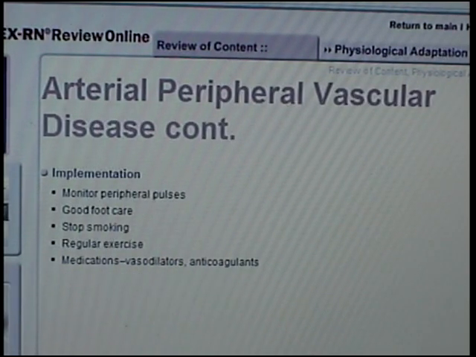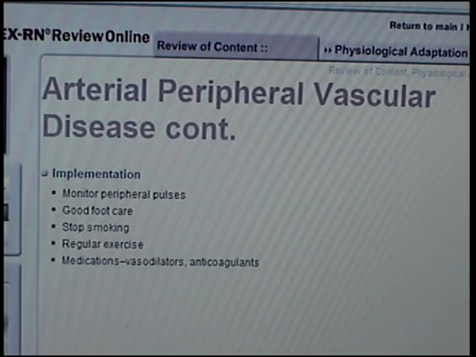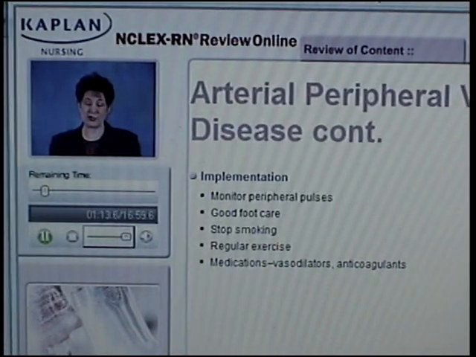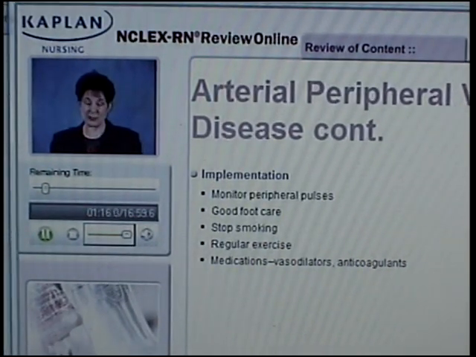Let's take a look at the implementation for arterial peripheral vascular disease. First and foremost, you'll want to monitor peripheral pulses. You need to make sure the patient provides good foot care, and you will do teaching regarding that. The patient should not cross their legs, should wear good fitting shoes. If they smoke, you want them to stop smoking. They should engage in a regular form of exercise, and the types of medications they use are vasodilators and anticoagulants. And if the type of peripheral vascular disease is Raynaud's disease, they will do a sympathectomy.